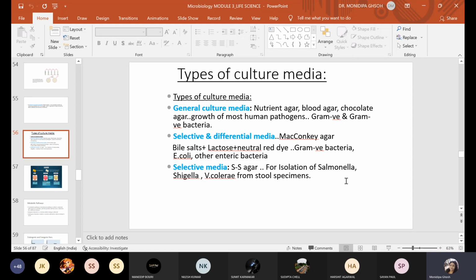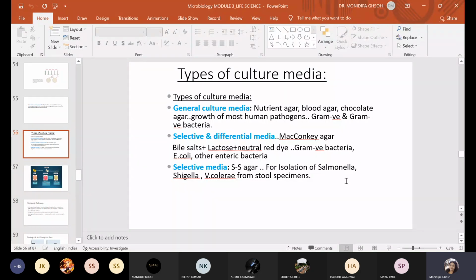The nutrient agar, it is the nutrient component. The agar is the component which adds the nutritional value. And the blood agar, these agars having blood as a component, and chocolate agar are the most common media for growing the human pathogens, the commonest human pathogens.